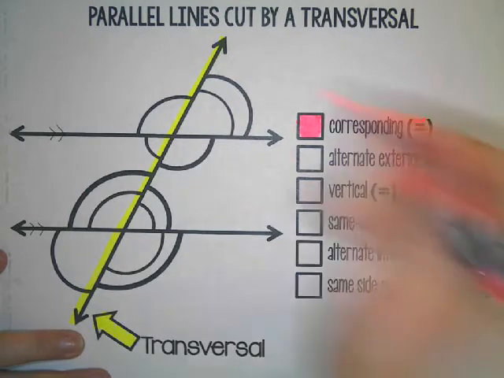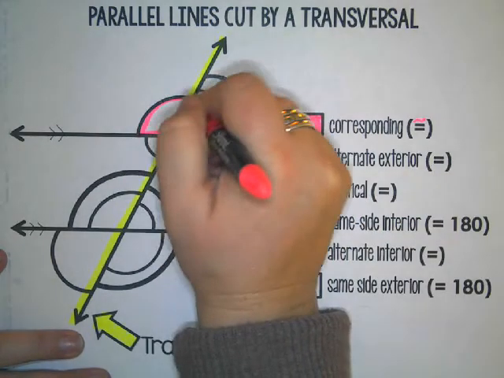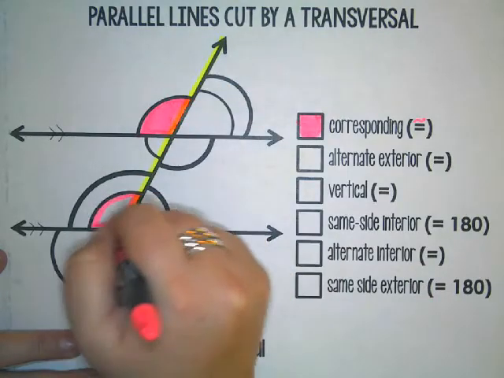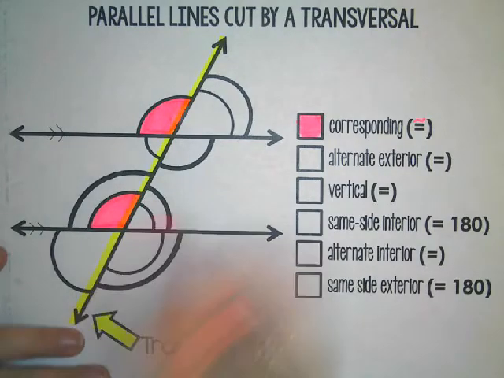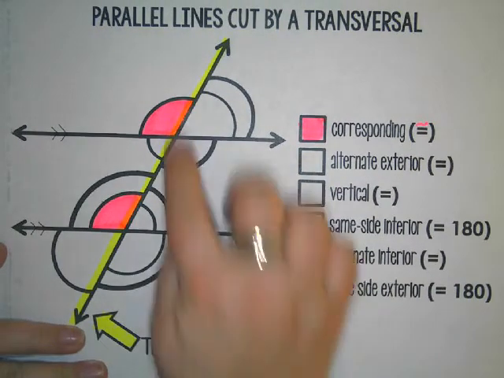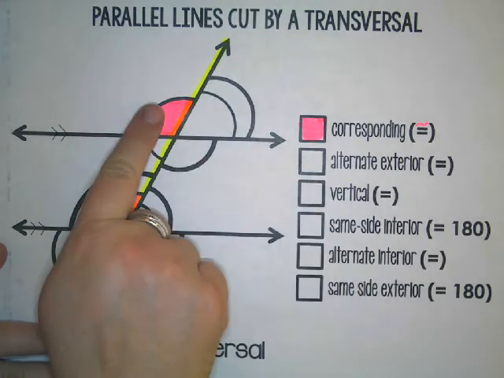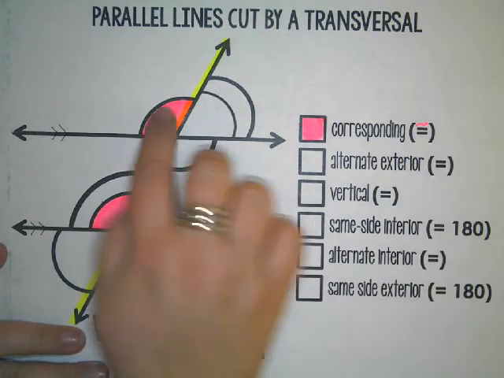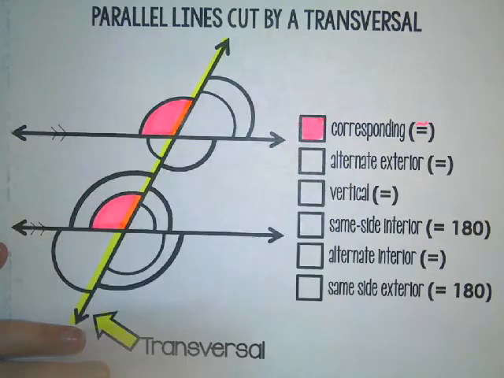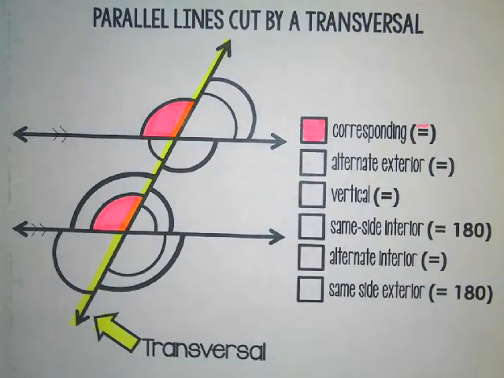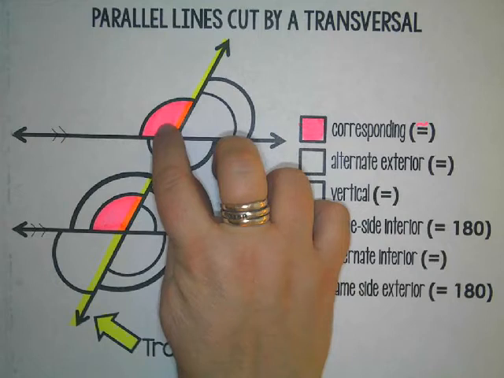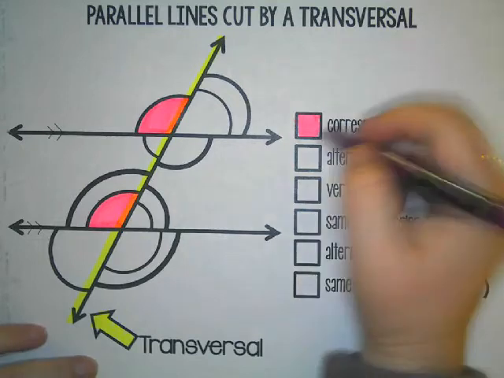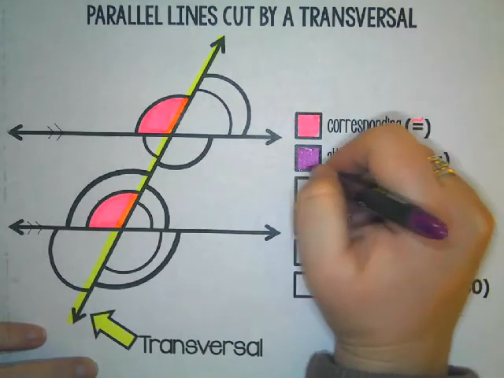So for instance, this angle right here corresponds to this angle right here. It's in the same location. So if I looked at this like an intersection, this would be the top left. And if I looked at this as an intersection, this would also be the top left, or that upper corner. These are both in the upper corners, so they are corresponding. And so again, we'd be able to solve, like if I said this was 110, I would know that this is 110.